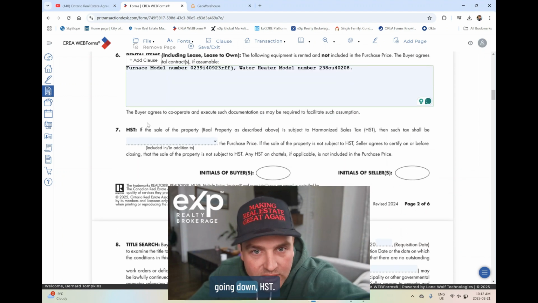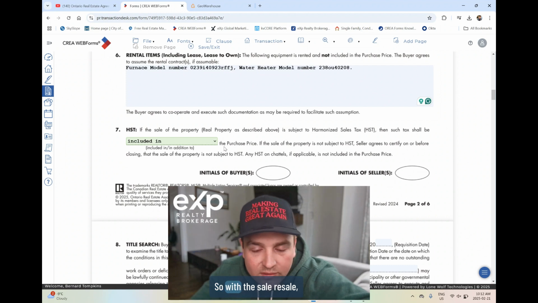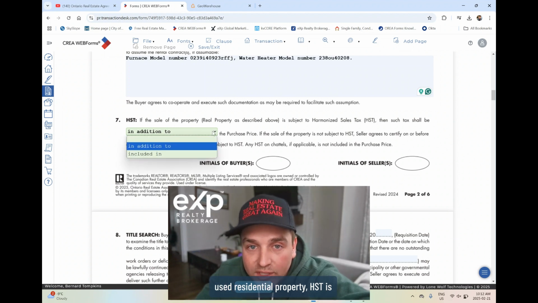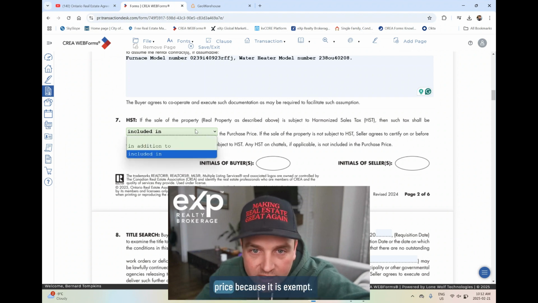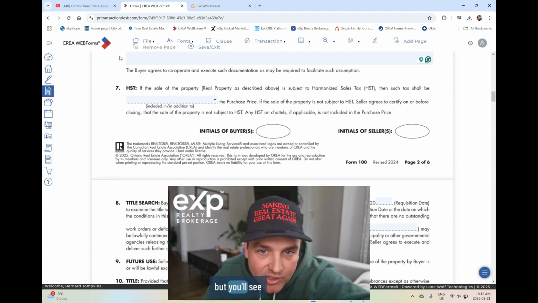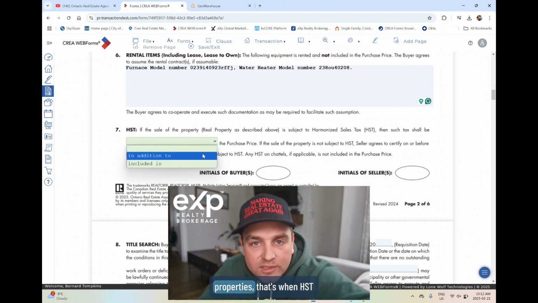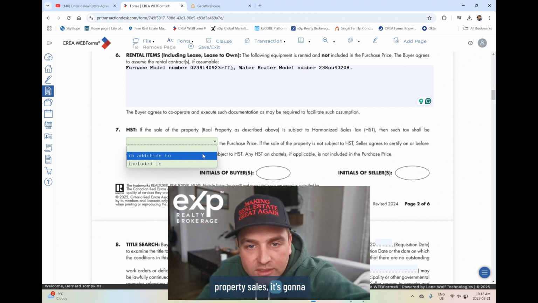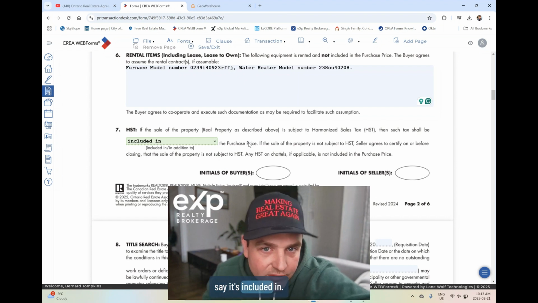Going down, HST. This confirms if HST applies to the transaction. So with the resale of a used residential property, HST is typically included in the sales price because it is exempt. But you'll see it included in. So you don't have to worry about it. When you get into commercial properties, that's when HST might be more applicable. But for most residential property sales, it's going to be included in, and it's actually exempt from the HST. So that's why they just say it's included in.